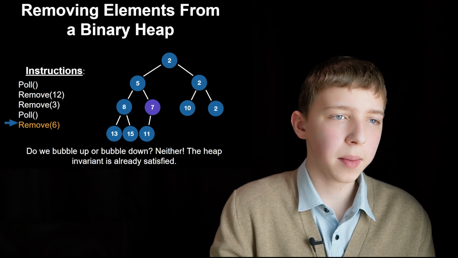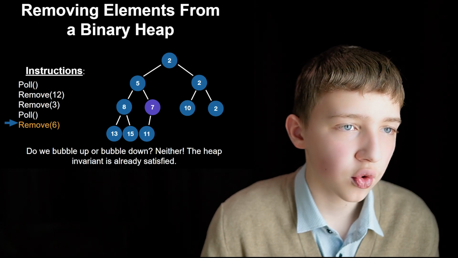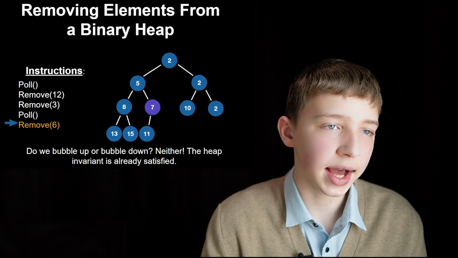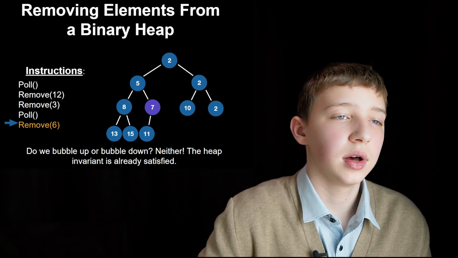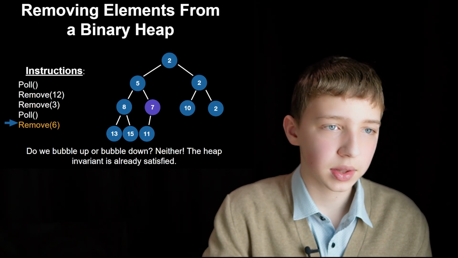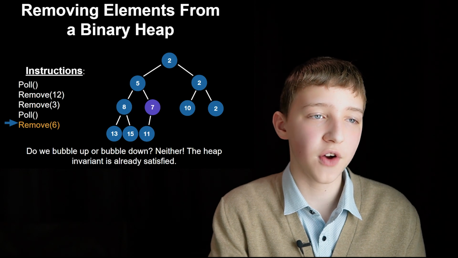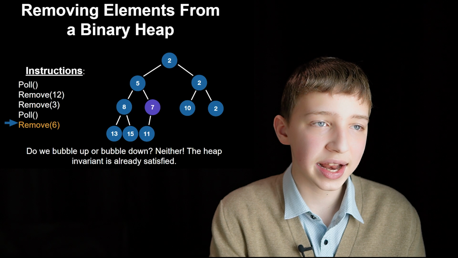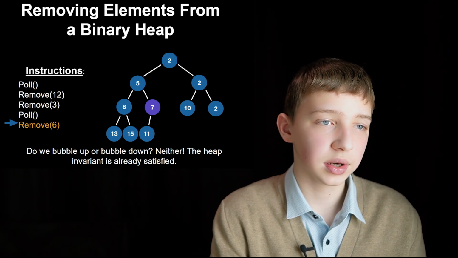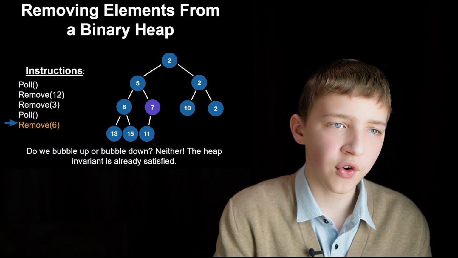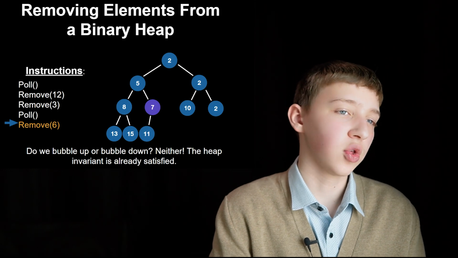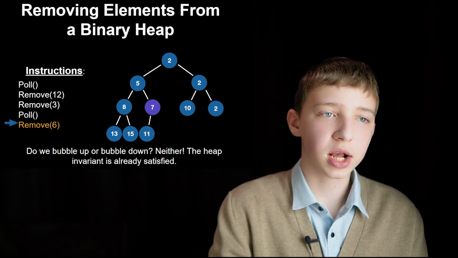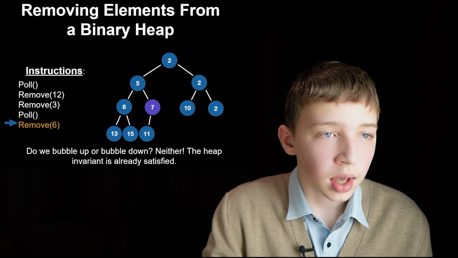And do we need to bubble it up or bubble down? So 5 is less than 7, and 11 is greater than 7. That means the heap invariant is already satisfied, and we don't need to swap it with 5. We don't need to bubble it up or bubble it down, because it is already satisfied.